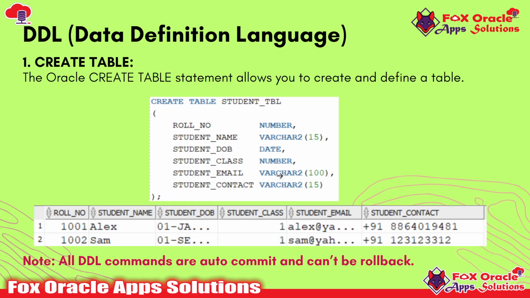So this is all about create. But remember, all DDL commands are auto commit and we cannot roll back. When we say auto commit, suppose we created a table and want to undo it, we cannot do that. In upcoming days, we will get more hands-on with the commit and rollback part.